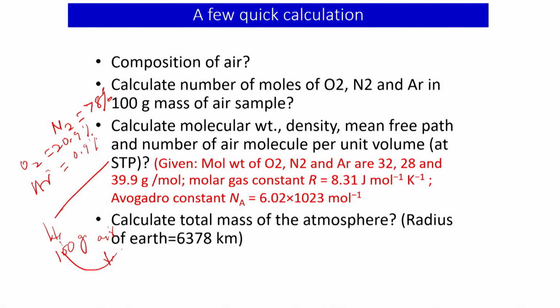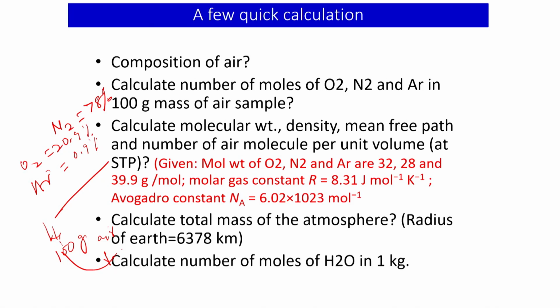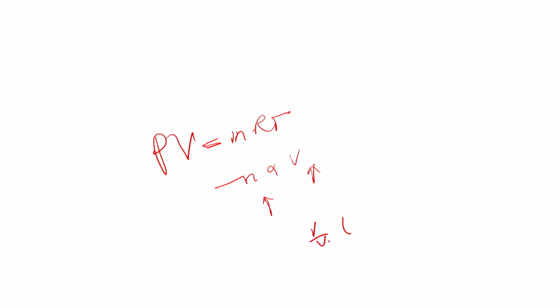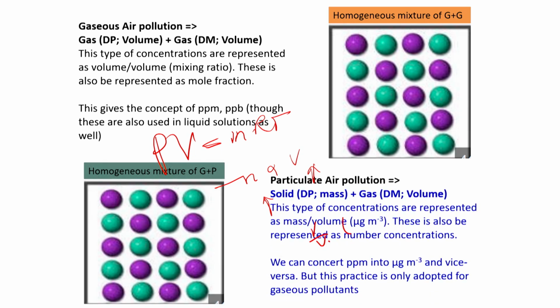Okay. Then I gave some examples: calculate molecular weight, density, mean free path and number of molecules per unit volume, and these are the things that are given. So, you should do some homework at your place and then do this one. Calculate total mass of the atmosphere considering the earth radius as 6378 kilometer. Okay. And then calculate number of moles of H2O in 1 kilogram. So, this is a very simple one. So, you can very easily calculate. Okay, I talked about this one.